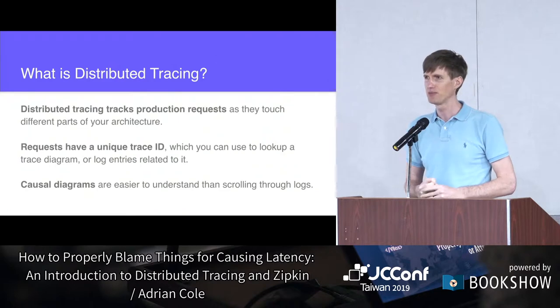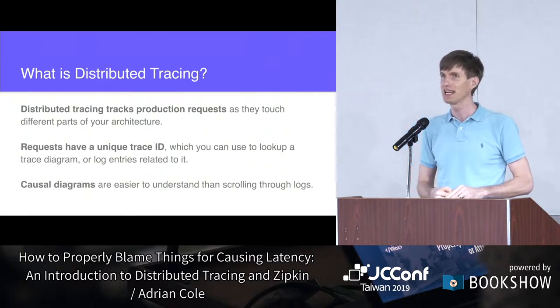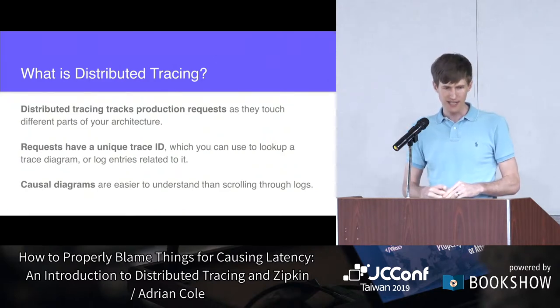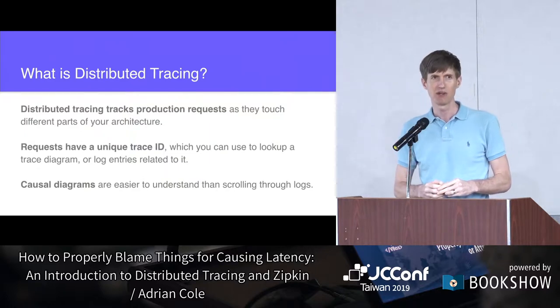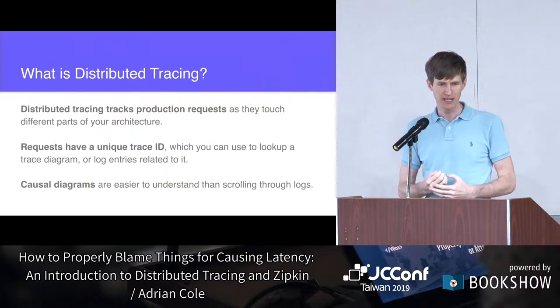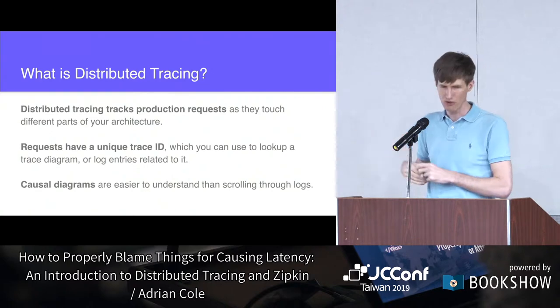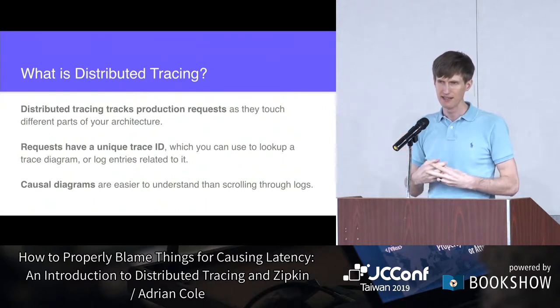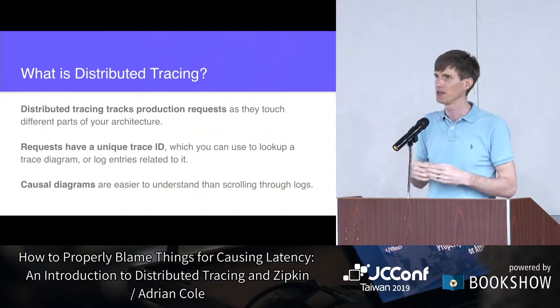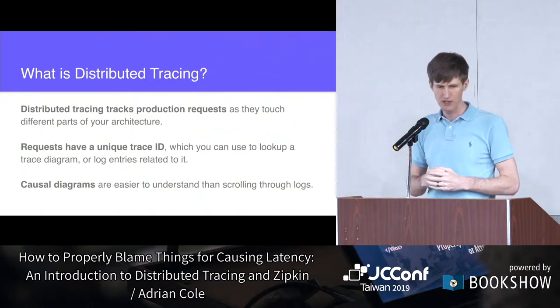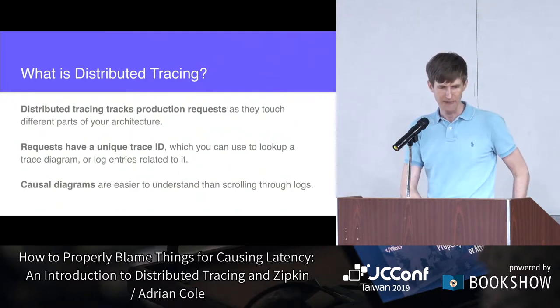The fundamental part of all this working is a unique ID, which we'll call a trace ID. It's not so different than a request ID, but the main thing is that this allows you to look up everything about the request on a structural basis. That ID, plus its little step IDs called span IDs, will allow you to actually draw a picture of what the request looked like. So these causal diagrams could be easier to understand in some cases than looking at logs.